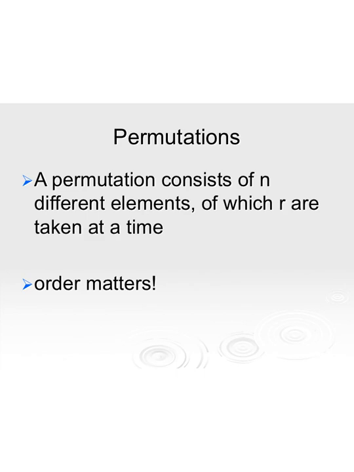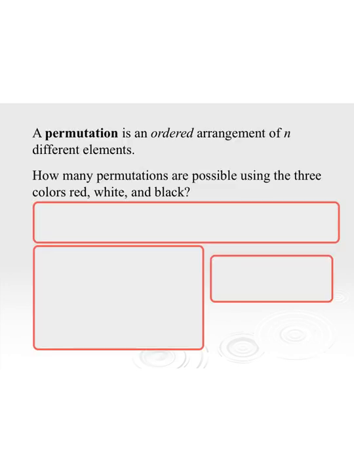So for examples that are permutations, the order you're picking something definitely matters, so it affects how we calculate it. Building off of our definition of permutations, we can see here that a permutation is an ordered arrangement of n different elements. That word arrangement is a very key word that tells you we're doing a permutation as opposed to a combination that we'll discuss later, and it tells you the order is going to matter.